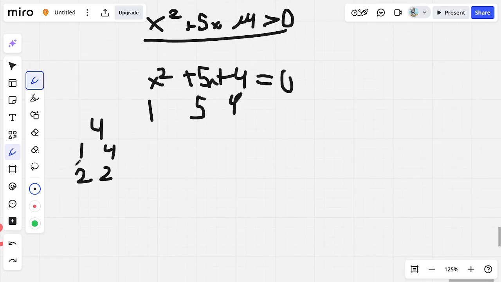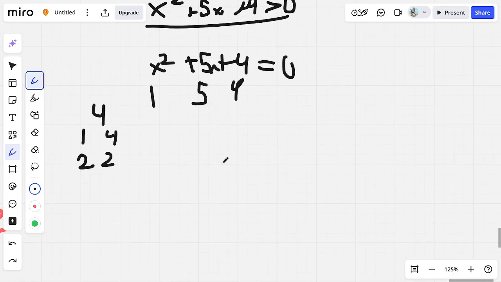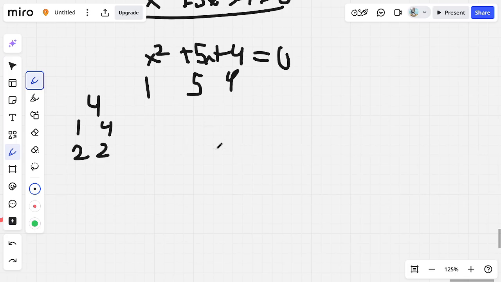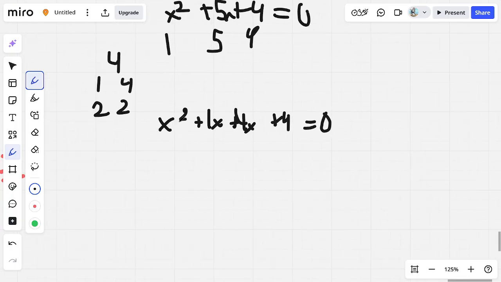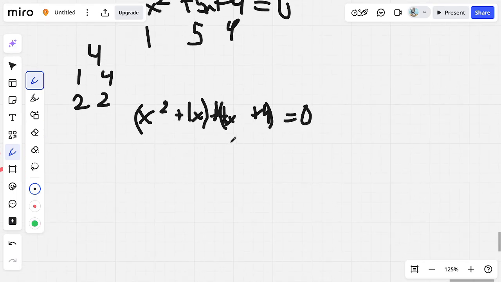So we can take 1 and 4 and split 5 into 1 and 4. We can split the middle term into two terms. So x squared plus 1x plus 4x plus 4 is equal to 0. Now that we have 4 terms, we can make 2 groups with 2 terms each and use common monomial factoring.